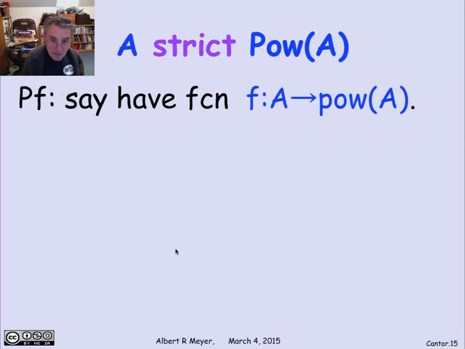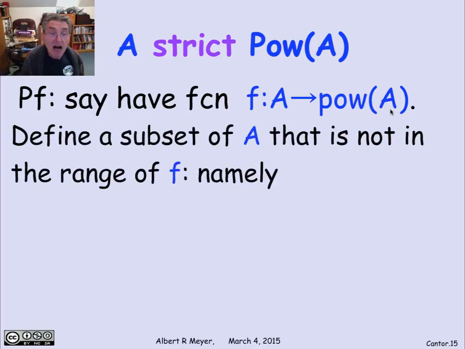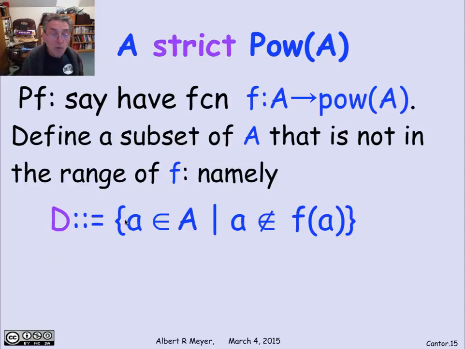Okay, if we write this out, so what we're saying is, suppose that I have a function F from A to the power set of A, then what I'm going to do is define a subset of A that's not in the range of F, namely a set D, which is the set of those elements little a in A such that little a is not in F of a. Namely, if an element appeared on the diagonal because an element with column label A was in the row F of A, then I left it out of my set. And if it was not in that location in the matrix, I put it in my set. So I'm keeping all the elements that aren't on the diagonal. That's my diagonal set D.